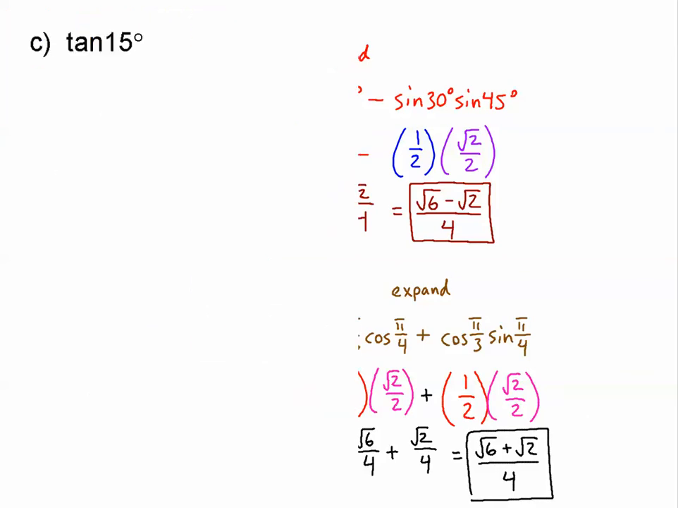Let's look at a tough one, tangent. Tangent seems to be tough when we get into the later identities. Let's look at tangent of 15 degrees. The first thing I want to do is figure out how to rewrite 15 degrees as either the sum or difference of two angles that I do know.